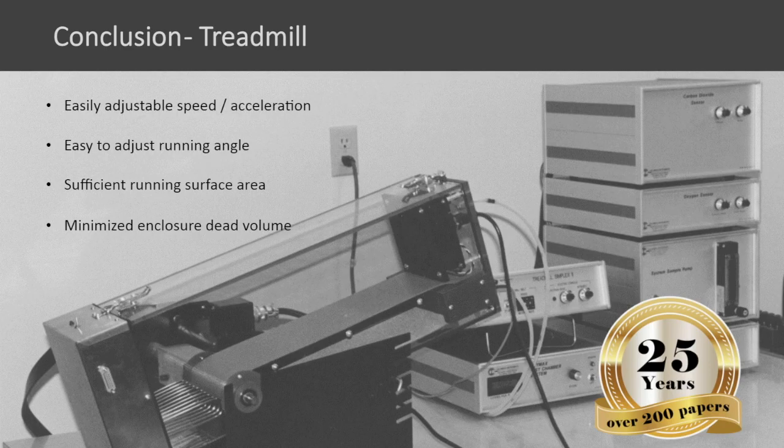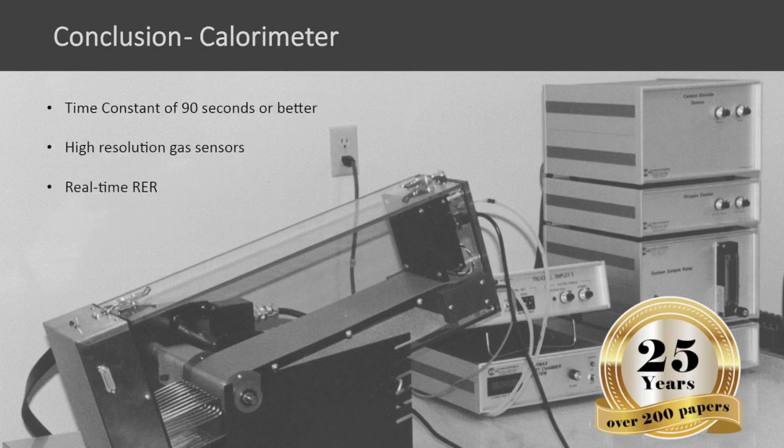So in summary, the key ingredients needed to perform this test are a treadmill that's easy to work with. You have to be able to easily adjust the speed and the angle, and it has to have sufficient room for the animal to run, but not too much room. And because you'll want a time constant of about 90 seconds or better, and of course with a better time constant comes the greater need for higher resolution gas sensors that can also measure RER in real time. Those are the key ingredients to measuring VO2 max on a treadmill.